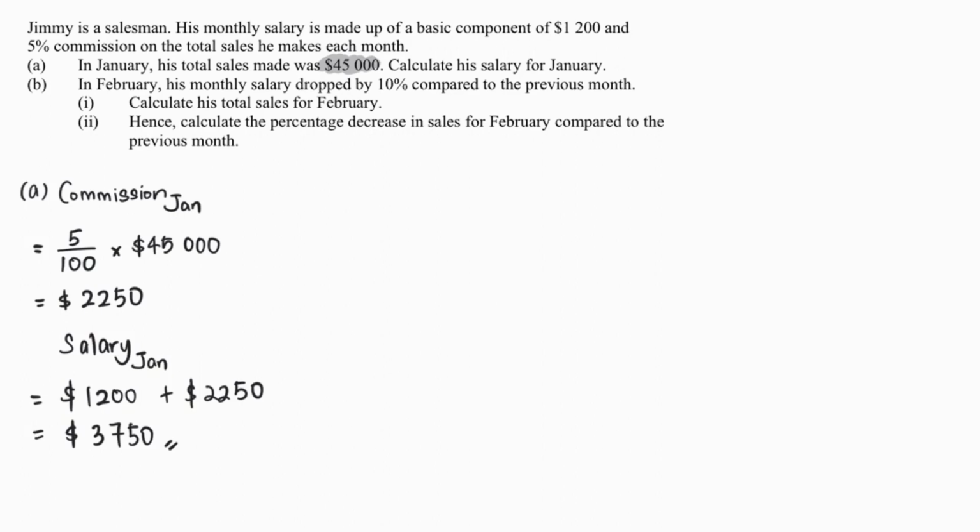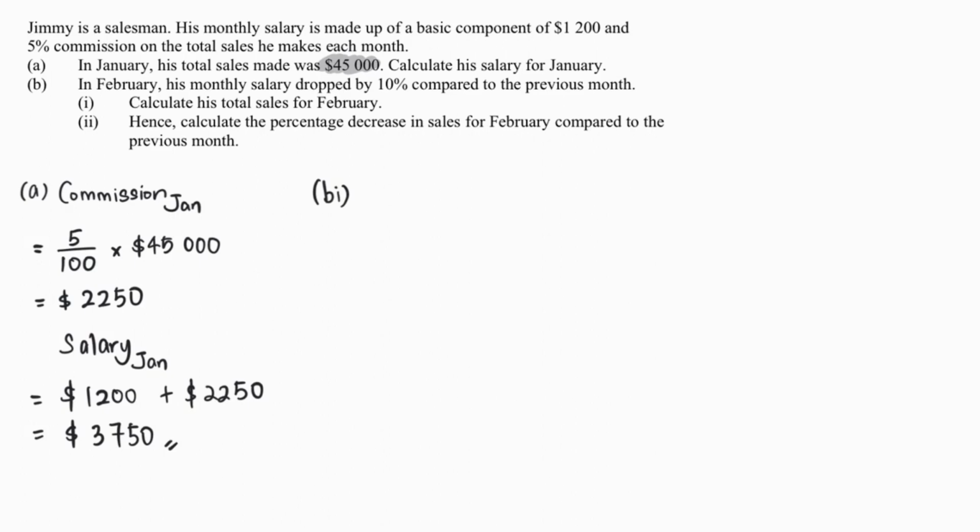As for part B, part 1, in February, his monthly salary dropped by 10% compared to the previous month, which is January. So for B part 1, in order to calculate his total sales for February, I must first find the monthly salary, then from there I work towards this end.